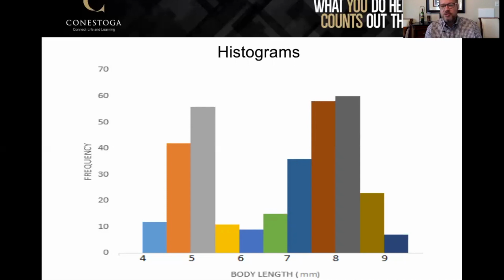So a histogram can show left skew, right skew, multiple peaks. It can show a bunch of different patterns. And again, what you're trying to do is display the information that you've gathered in different ways to create new understandings of the information, right?